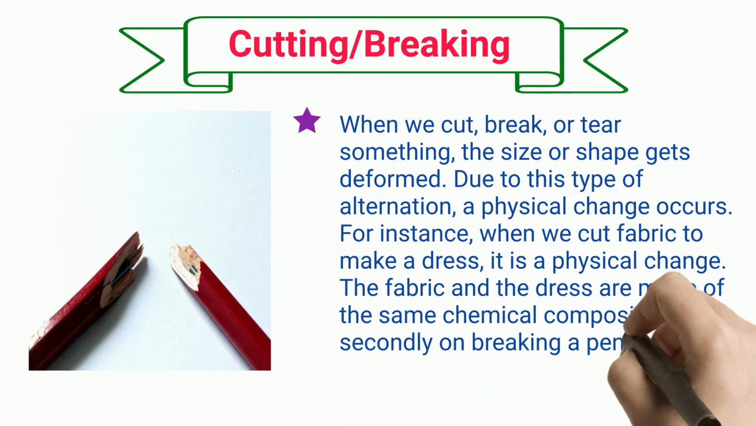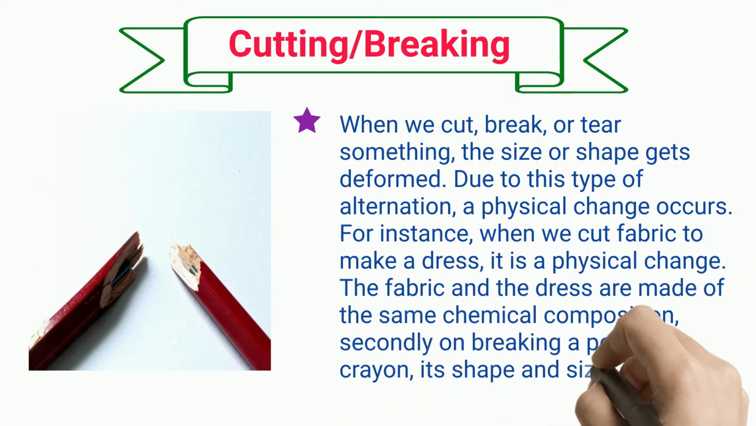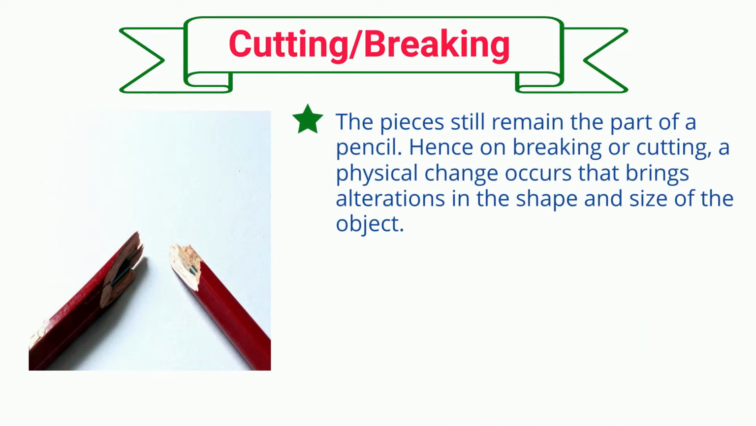Secondly, on breaking a pencil or a crayon, its shape and size change. The pieces still remain part of a pencil. Hence, on breaking or cutting, a physical change occurs that brings alterations in the shape and size of the object.